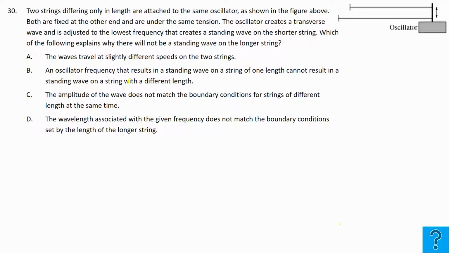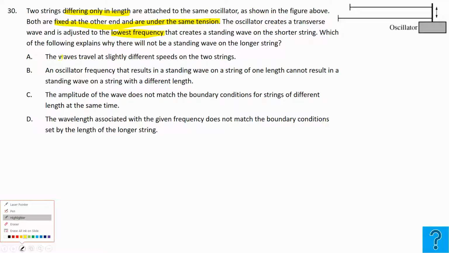Okay, for this problem, you're looking at strings and it says they differ only in length, therefore they must be of the same material. They're attached to one oscillator, they're fixed at one end, and they have the same tension. The oscillator creates a transverse wave, and it's tuned to the fundamental frequency of a standing wave on the shorter string. So we want to know why you don't have a standing wave on the longer string.